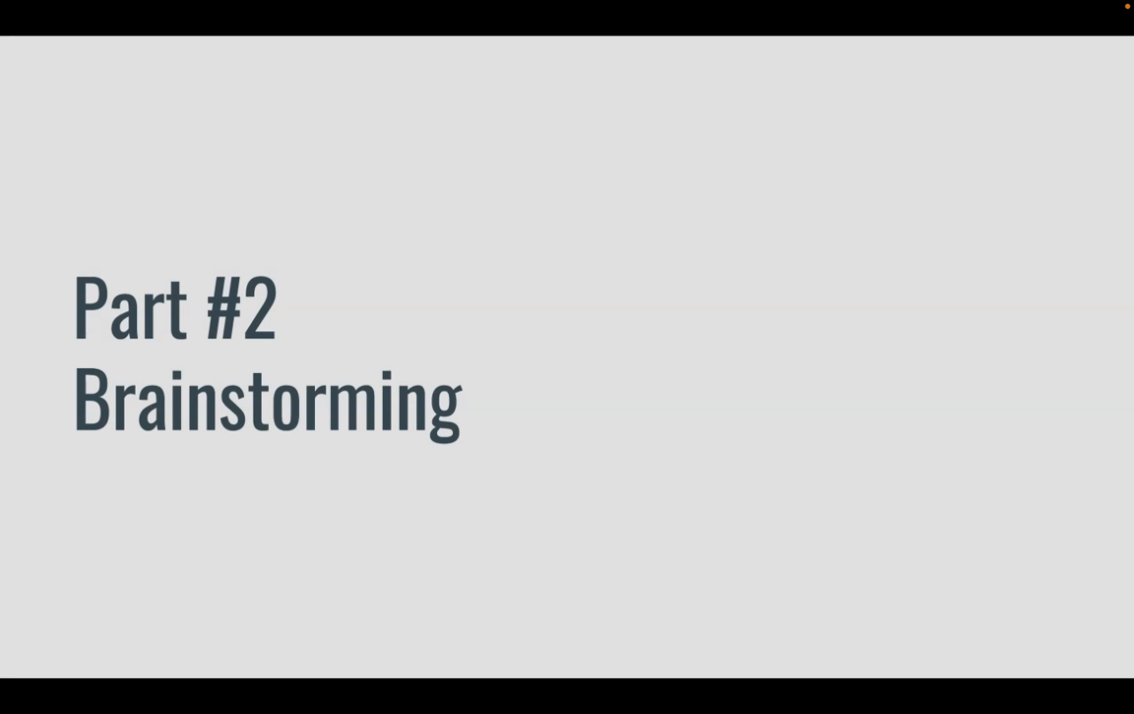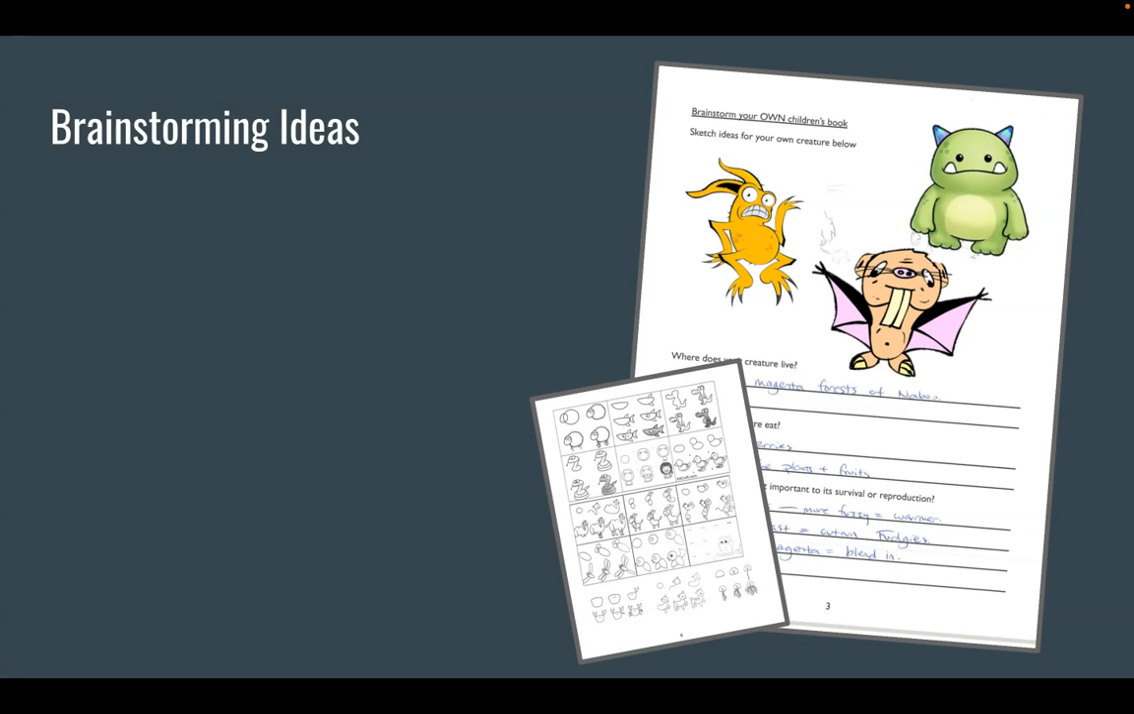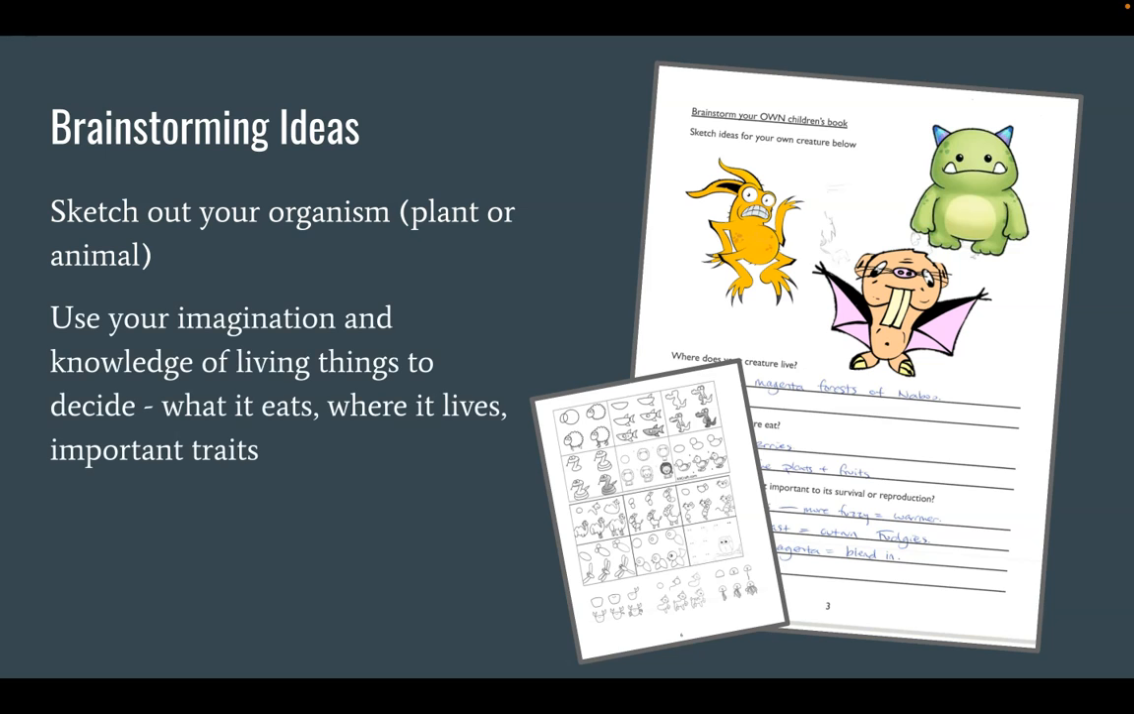Part 2, brainstorming. In the brainstorming phase, you want to sketch out your organism. This could be a plant or an animal. Here's where you really get to use your imagination and knowledge of living things. Play around with some ideas. Try multiple different animals. After you've done that, decide where it lives, what it eats, and any important traits that help it survive. These decisions are going to be really important as you move on.